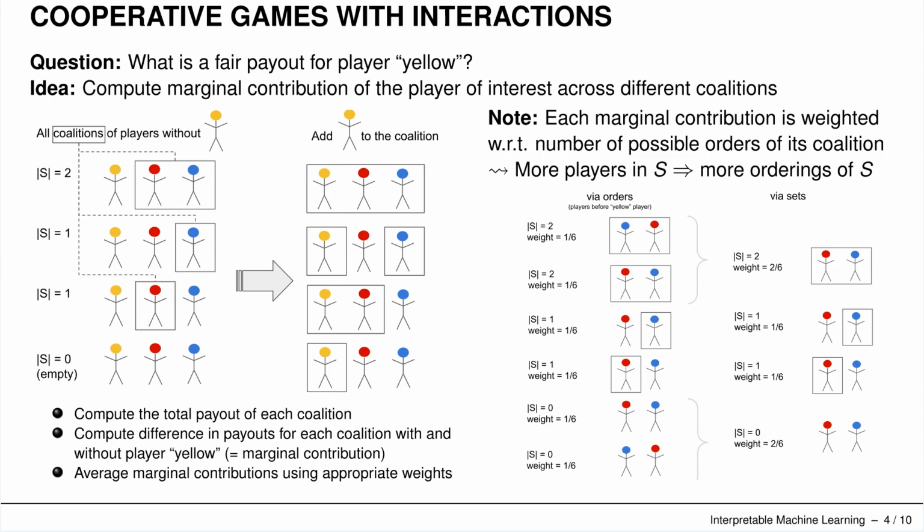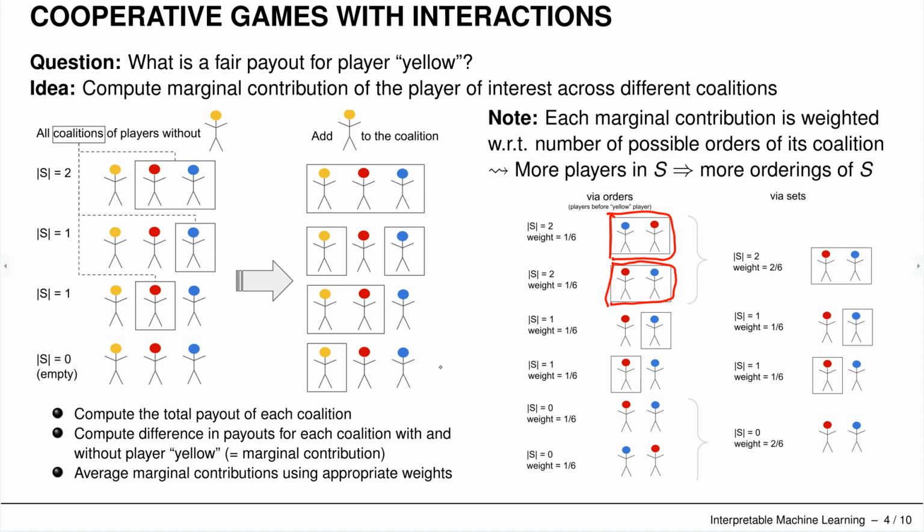But each marginal contribution is weighted because you have several orderings. So there are two ways now to calculate that. The more straightforward way, I would say, is you could consider all possible orderings. So for the set of the blue and the red one, you could first add the blue one and then the red one, or you could first add the red one and then the blue one. And you have to count both.